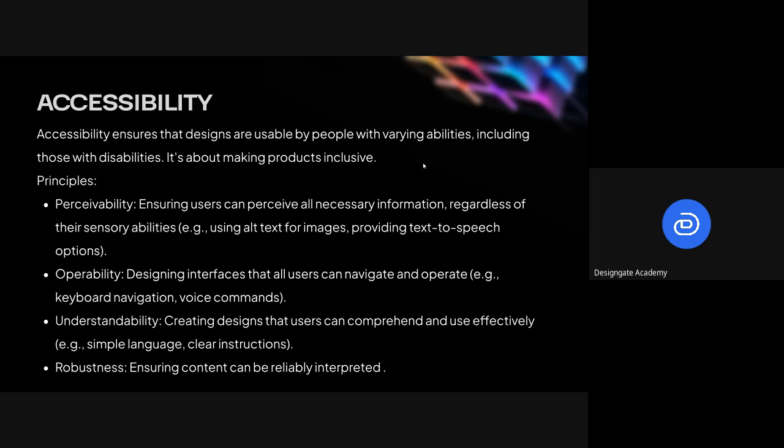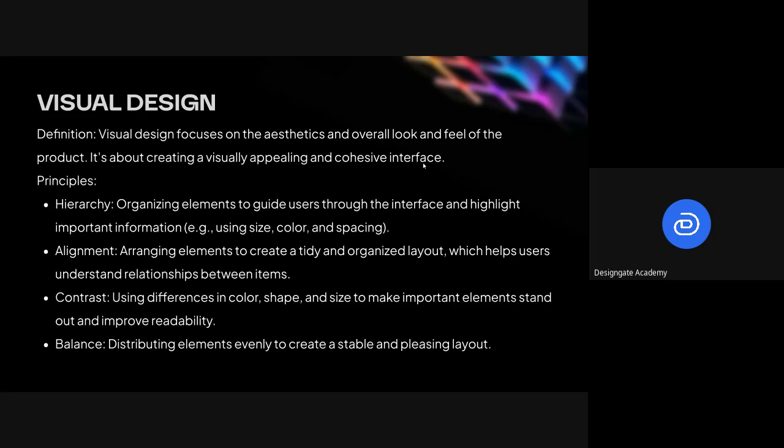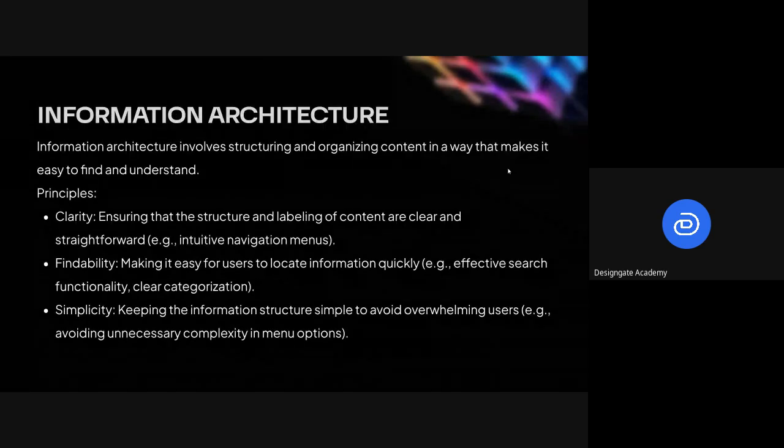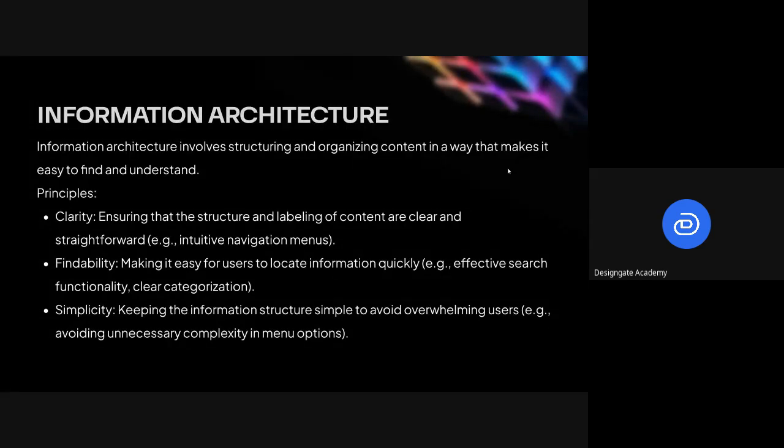So we have usability, we have accessibility, we have visual design. For this one, I'm just going to skip it. We'll talk about it shortly. Then after visual design, we have information architecture. Like I told you guys last time, arranging your information is very important. All the apps you see, they all have information. So arrange it so that it is clear, findable, and simple. That's what you're looking for. Ensure that the structure and labeling of the content are clear, making it easier for users to locate, and keep the information structure simple to avoid overwhelming users.